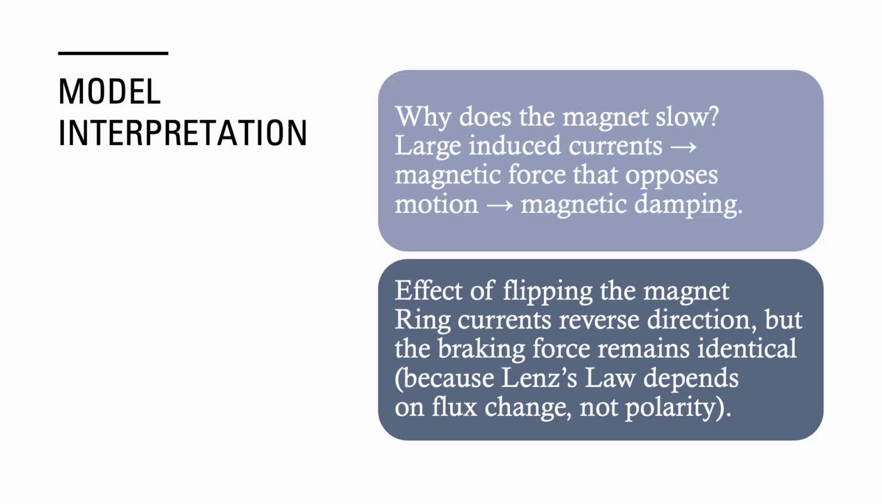The strongest induced currents occur when the magnet is near the center of the tube, where the flux changes fastest. Flipping the magnet reverses the direction of the induced currents, but the braking force remains the same because Lenz's law depends only on the opposition to flux change, not the magnet orientation or the actual flux.